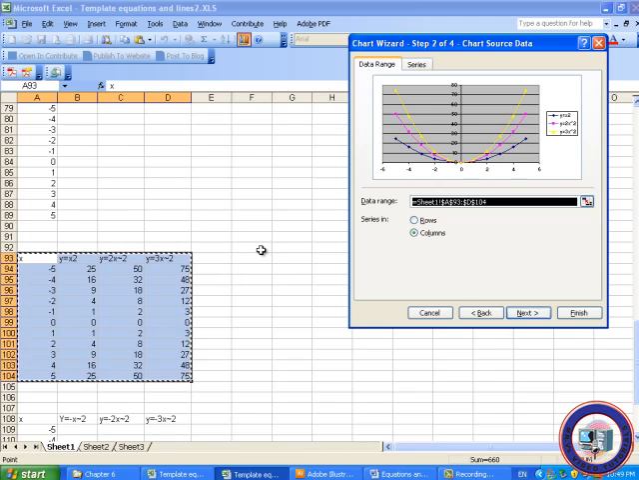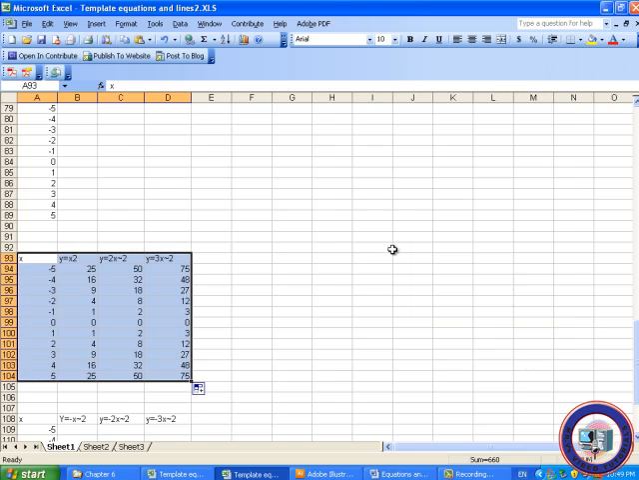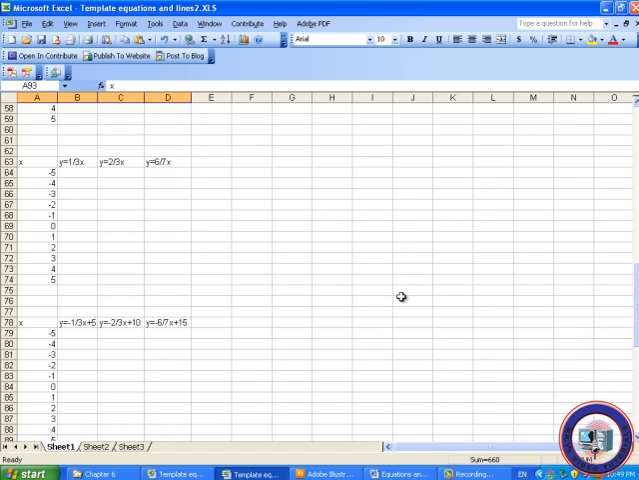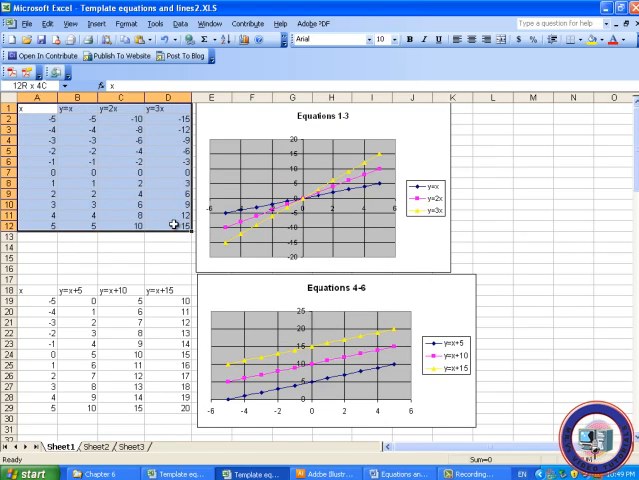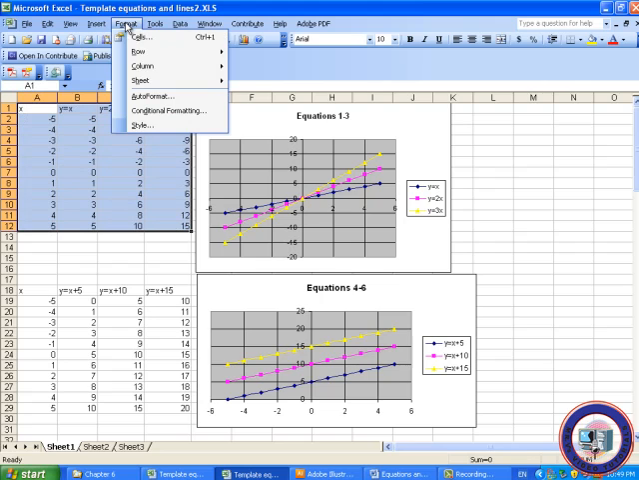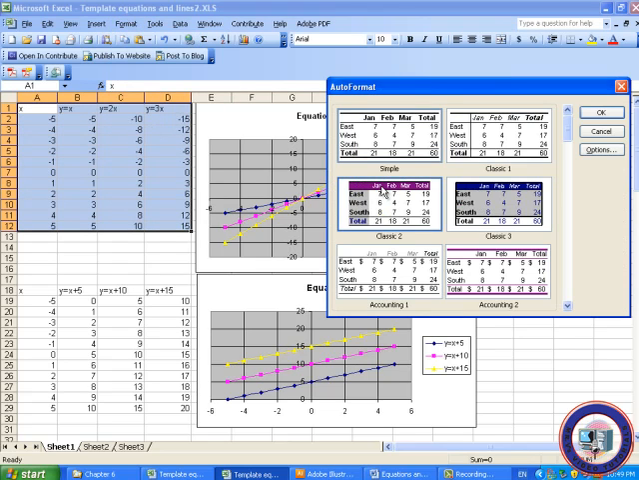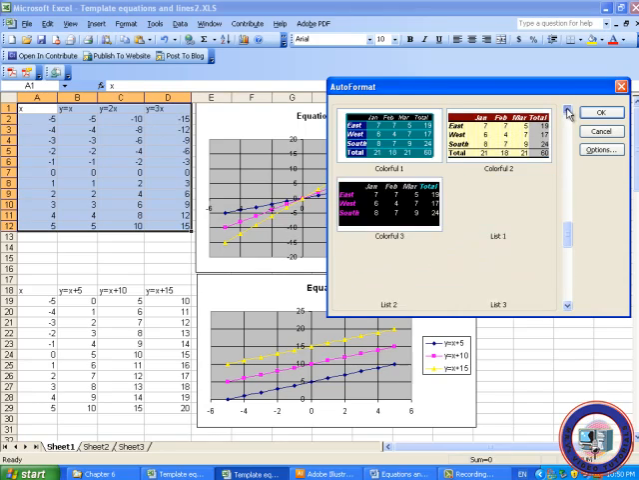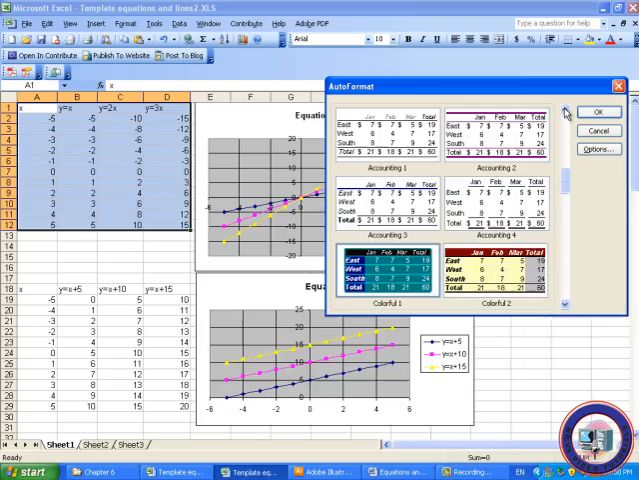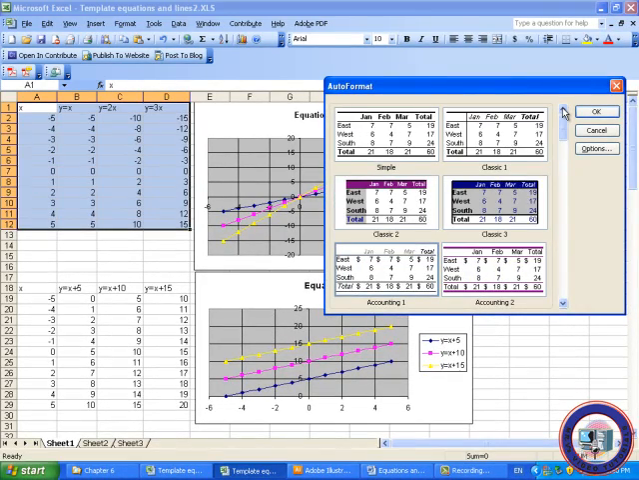Try all of these. Okay. And you should have a finished version with all the graphs sitting off to the side here. We can format all of these by going to Format, Auto Format, and choose one that you like. I'm going to choose maybe that one.